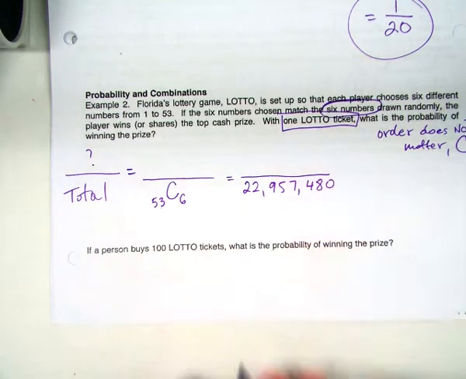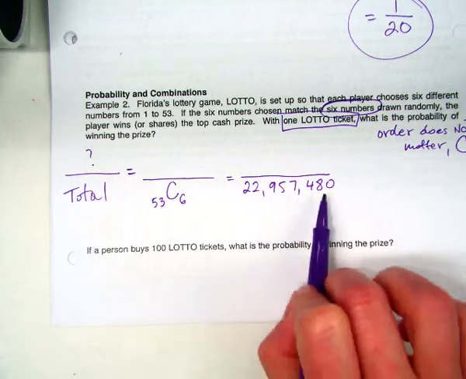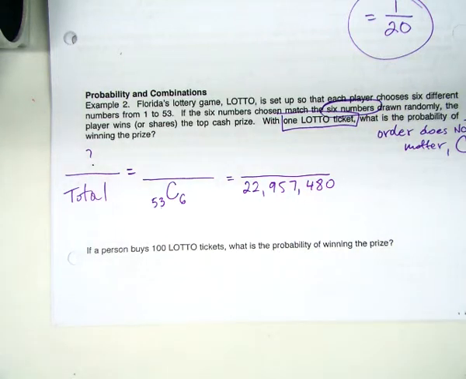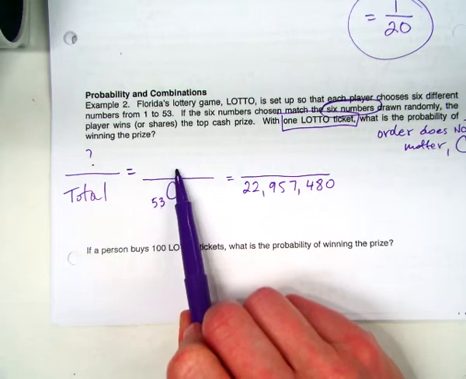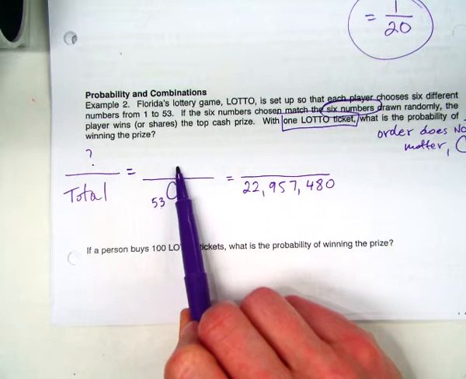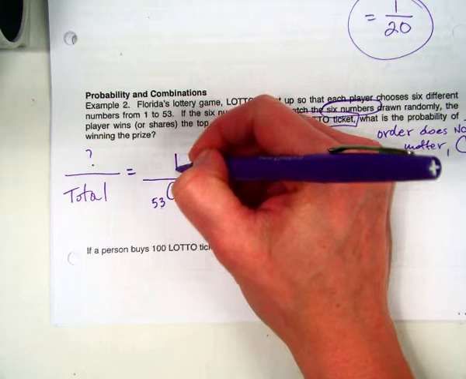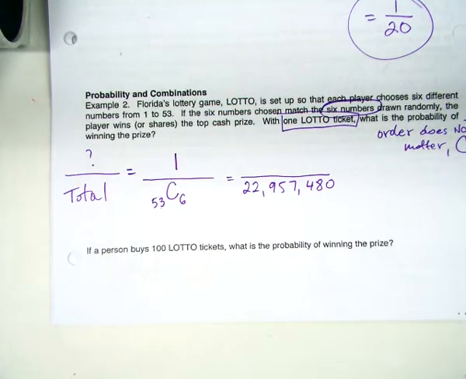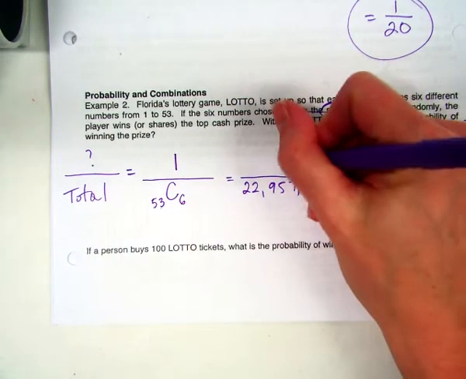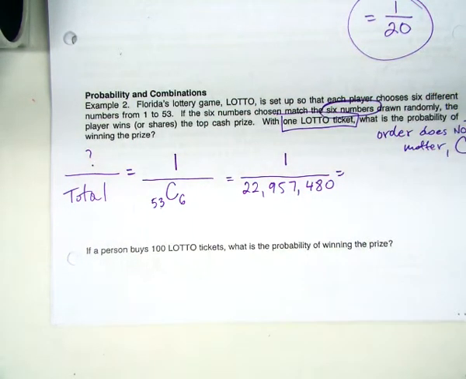Did you guys get 22,957,480? That's how many possible ways there are to pick 6 numbers out of the 53 available. Now, the top part is our specific question that they're asking us. How many lotto tickets are we getting? Just 1. So we're only choosing 1 specific set of numbers. So it's only 1 over this. Why don't you guys divide that and see what you get?